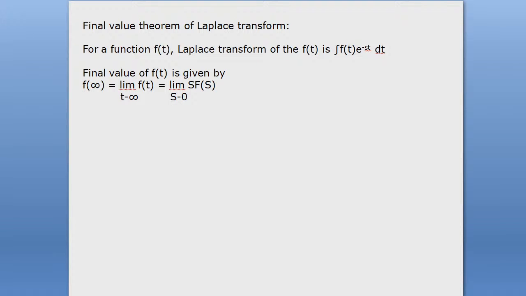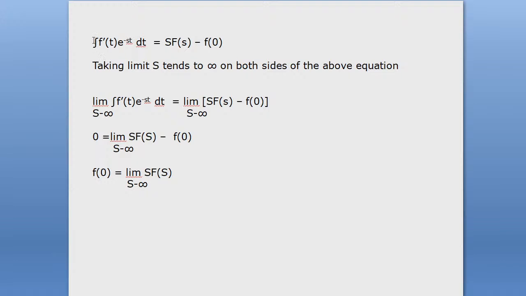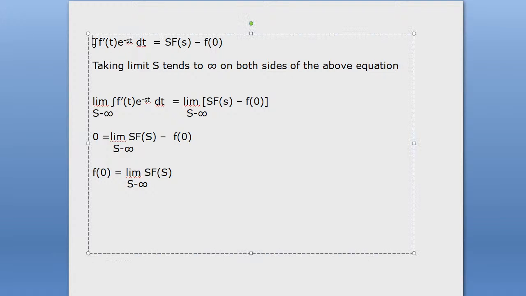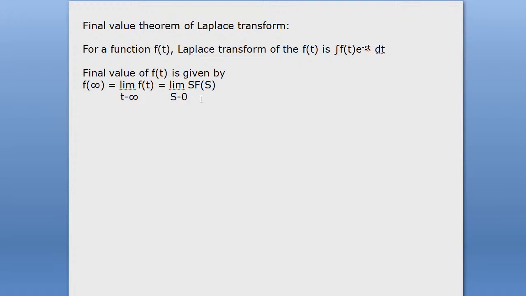If anyone has any difficulty or problem proving this statement, write your confusion in the chat box. If anyone has any difficulty proving this expression, the final value of f of t equal to the limit of s F of s as s tends to 0, tell me. So first you write the Laplace transform of the derivative of the function. We have already written that; let me copy that part.